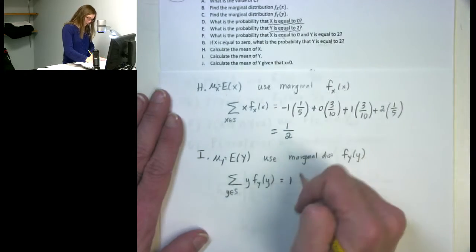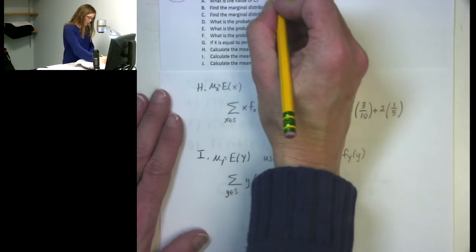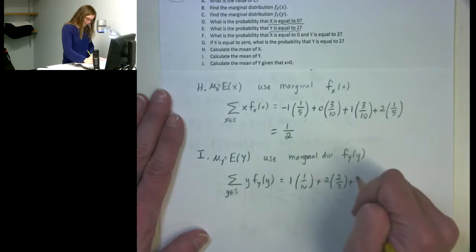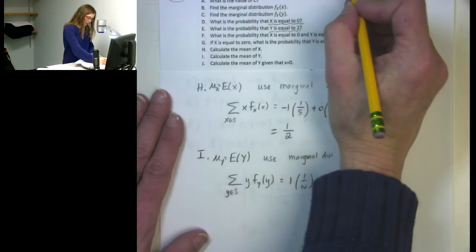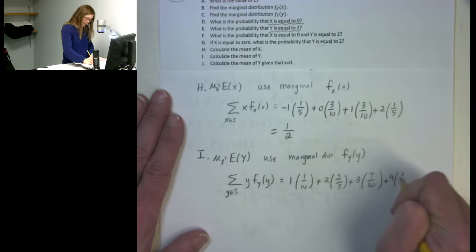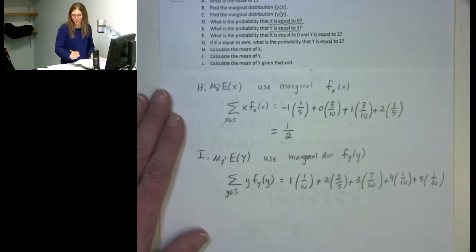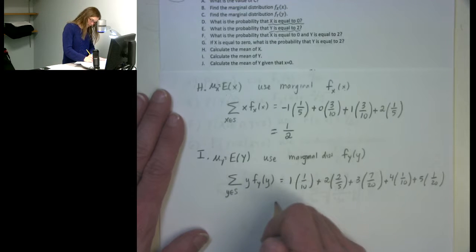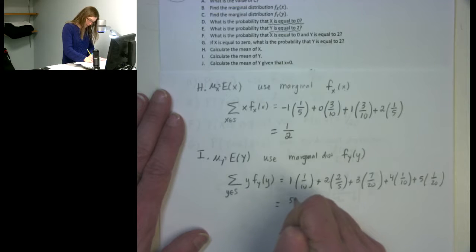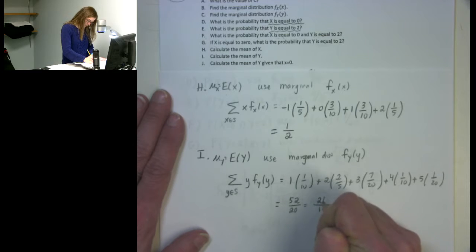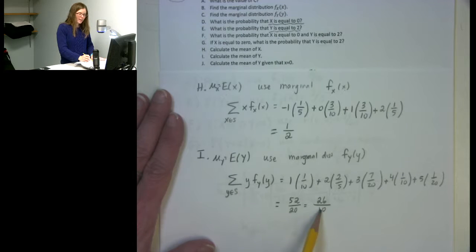So y could equal 1 with probability 1/10. Y could equal 2 with probability 2/5. Y could equal 3 with probability 7/20. Y could equal 4 with probability 1/10. Y could equal 5 with probability 1/20. And if I simplify, I get 52/20ths, or let's see, 26/10ths. So that would be our mean of y. And again, when I wanted to find the mean of y, I used the marginal distribution of y.